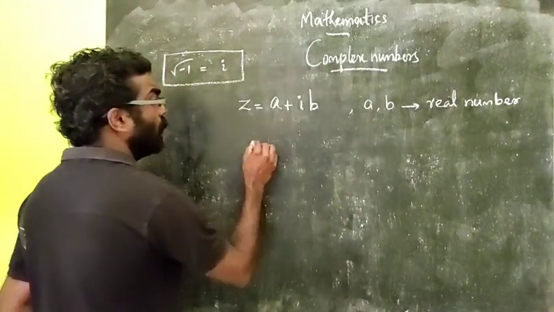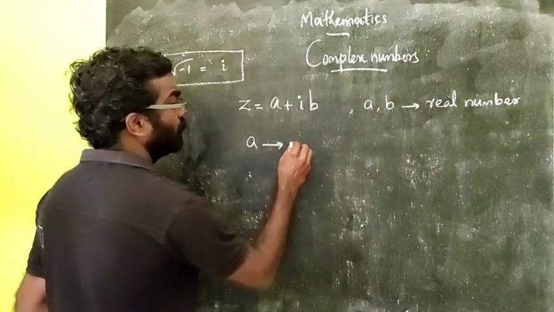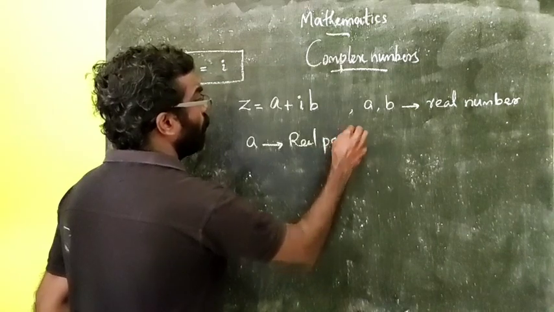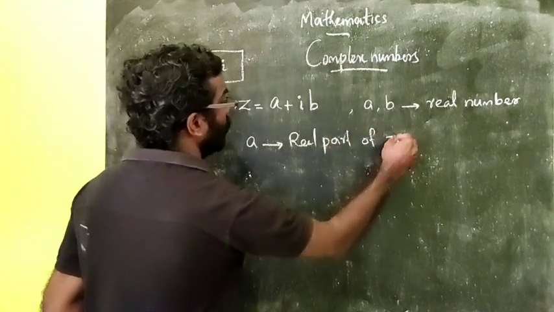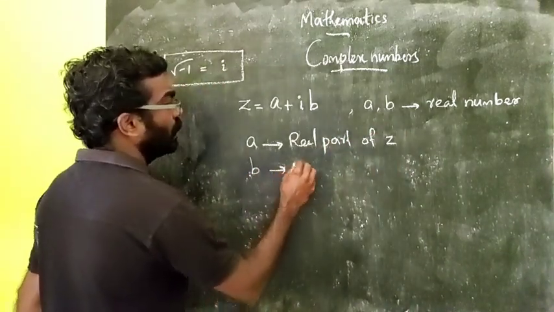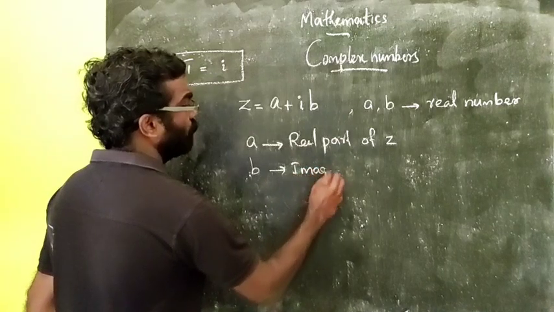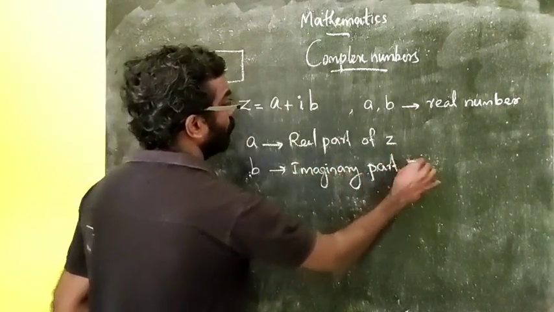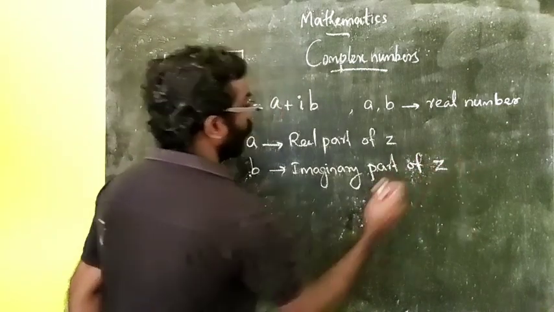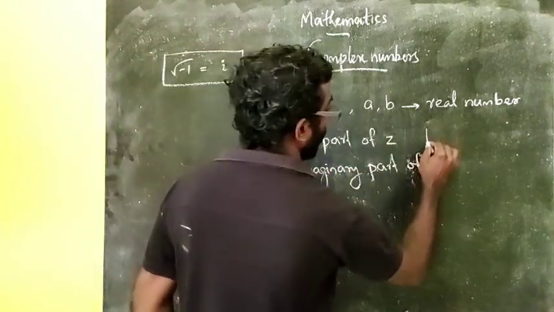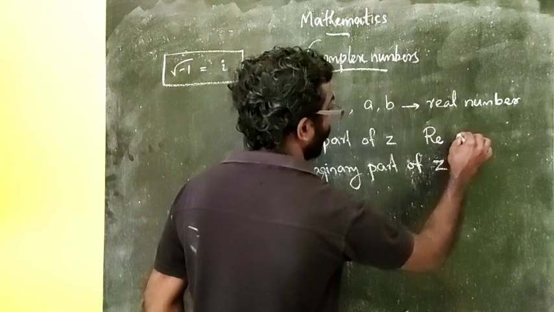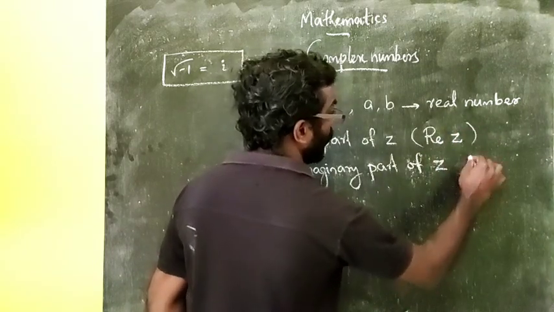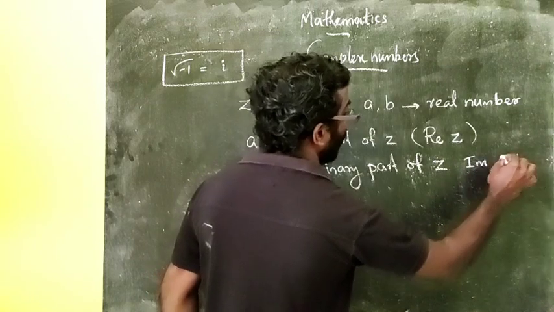Here a is called the real part of z and b is called the imaginary part of z. Okay, the real part of z is denoted by Re, then leave a space and write z, Re z, and the imaginary part of z is denoted by Im z.